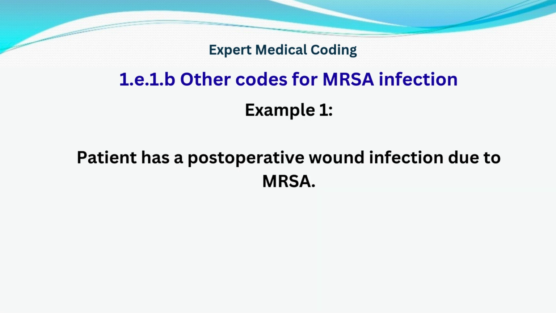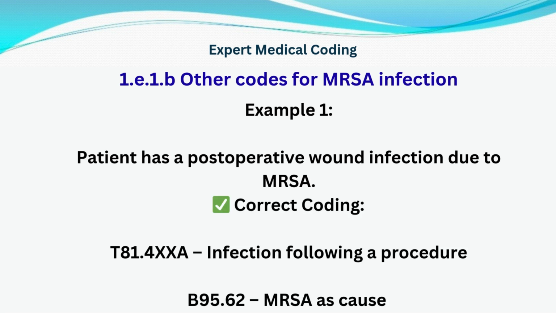Let us see an example. The patient has a post-operative wound infection due to MRSA. So here the correct coding will be two codes we have to give. That is the first one for the infection following a procedure, T81.4XXA. Along with that, we also have to code B95.62 MRSA as a cause. Why? Because the first code, infection code, doesn't have a combination for the MRSA. So we have to code that MRSA separately.